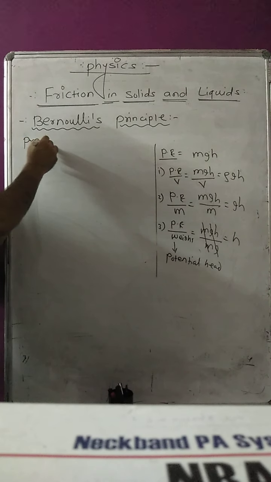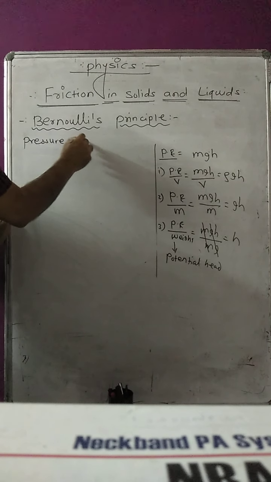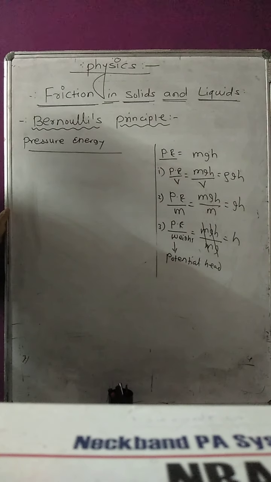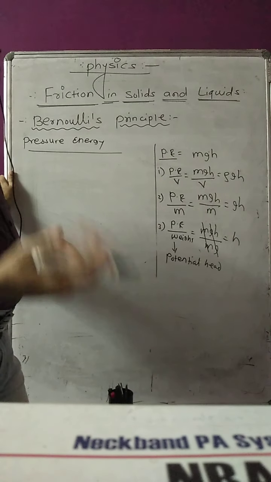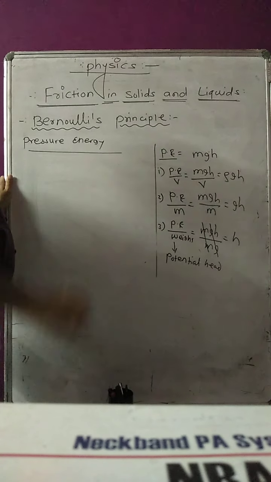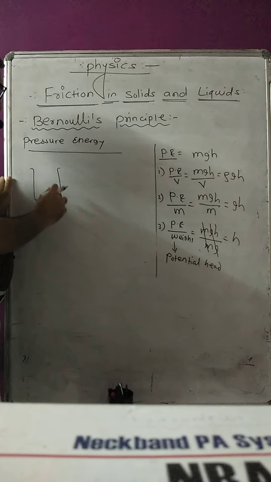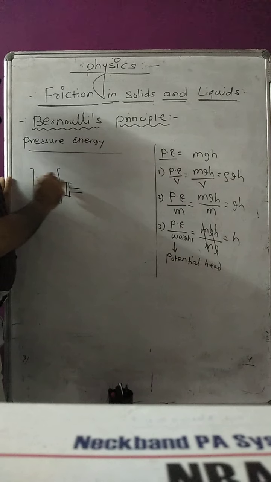As you know, kinetic energy has the formula 1/2 mv square, and potential energy has the formula mgh. So what is the formula for pressure energy? Suppose I take one cylinder, and in that cylinder there is a piston. One piston has been connected to the cylinder, and liquid has been filled inside the cylinder.